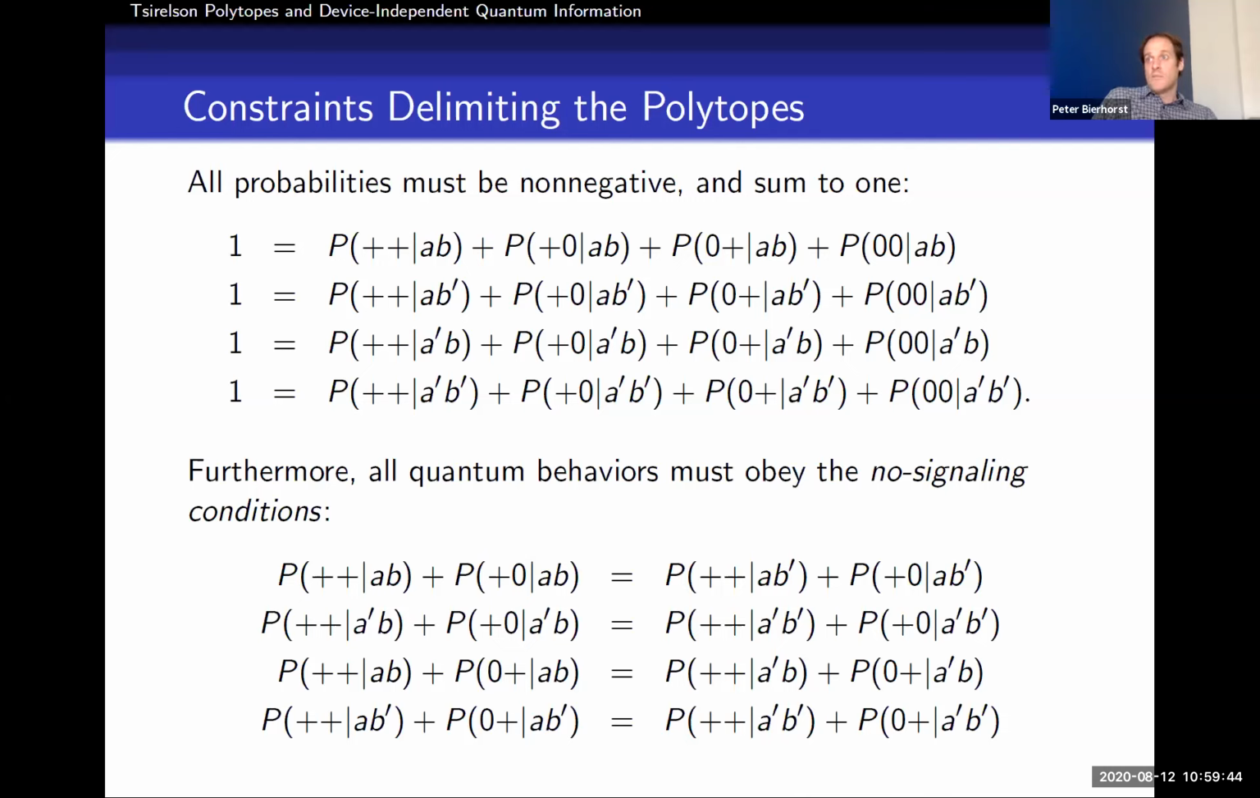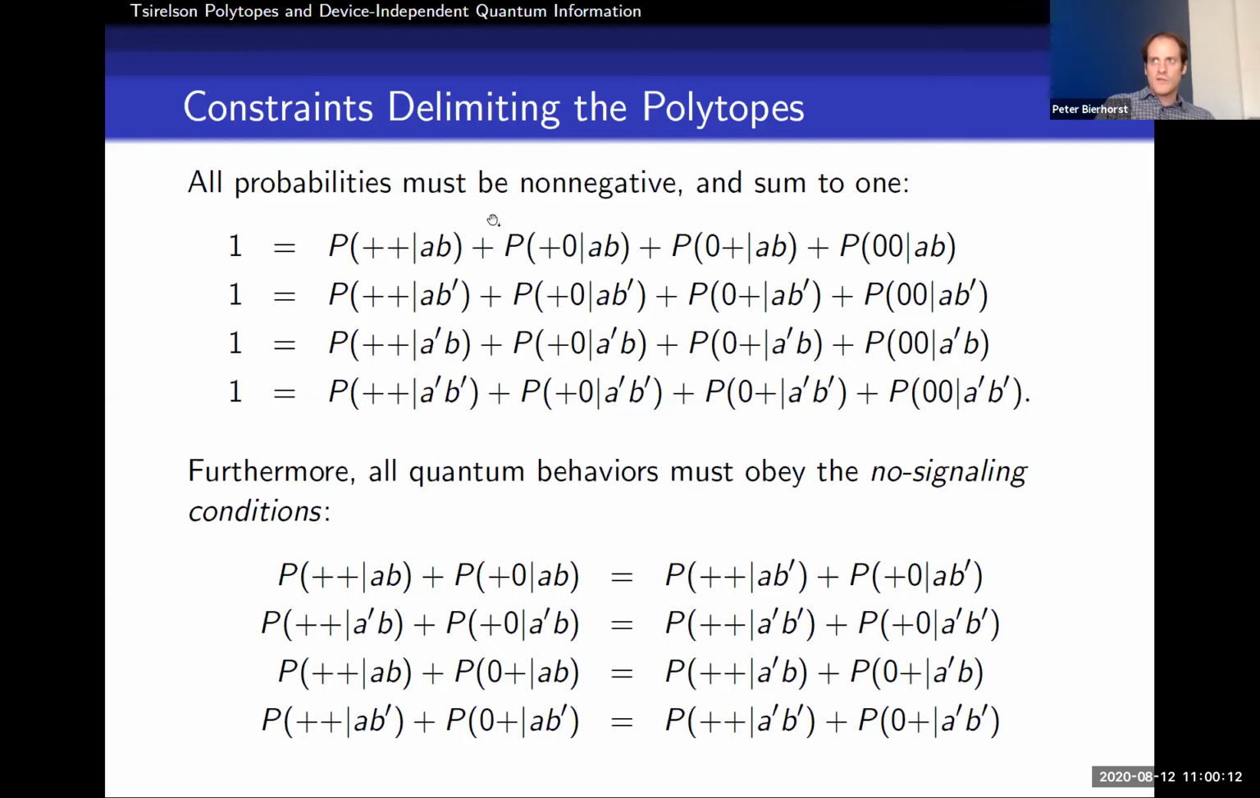First, we can say that any probability distribution has to satisfy the condition that all probabilities are non-negative and sum to 1. So when Alice and Bob choose settings A and B, the set of all possible outcomes, which is plus plus, plus minus, minus plus, and minus minus, all has to add up to 1. And this holds for all the different measurement configurations. And there are 4 different measurement configurations.